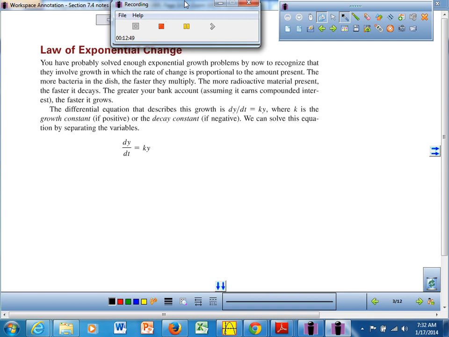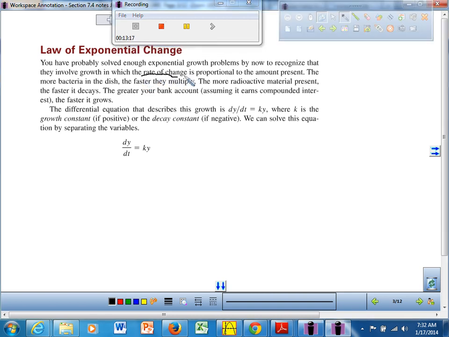You've probably solved enough exponential growth problems by now to recognize that they involve growth in which the rate of change is proportional to the amount present. All right, so underlining that, rate of change is proportional. Okay. So rate of change, what's another name for that in calculus? Acceleration is an example of one. Derivative. Rate of change is derivative.